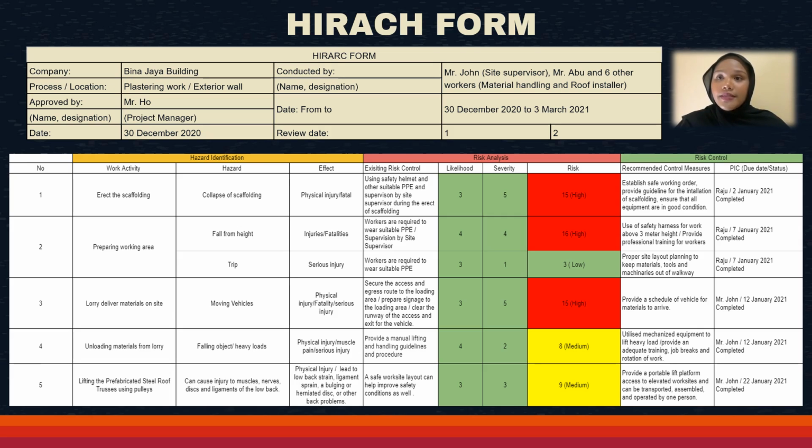For example, the first working activity showed the erection of scaffolding. The hazard that was detected was the scaffolding possibly collapsing. It may cause physical injury and death. Also, there is the existing risk control, which is workers can use safety helmet and other suitable PPE. The risk analysis for this working activity was 15, which means it's on high risk.